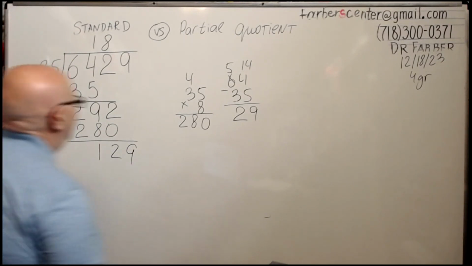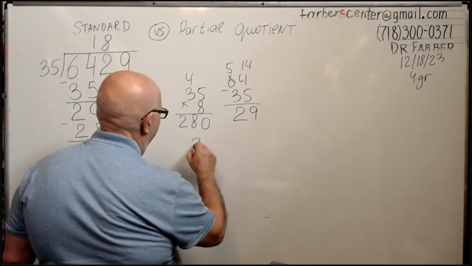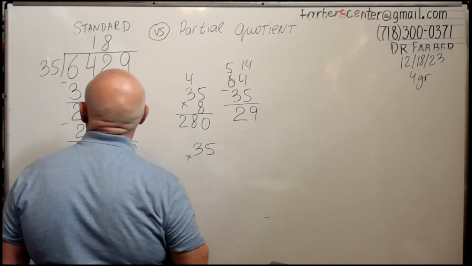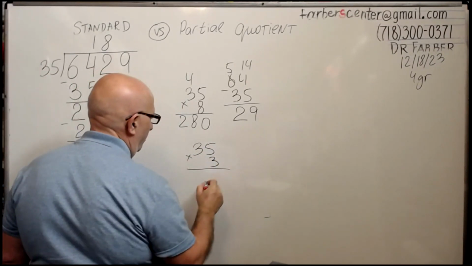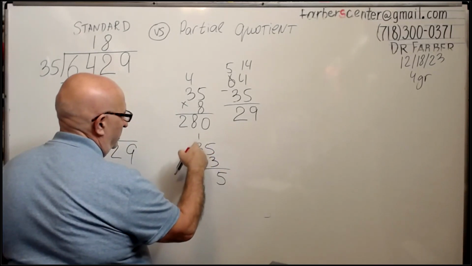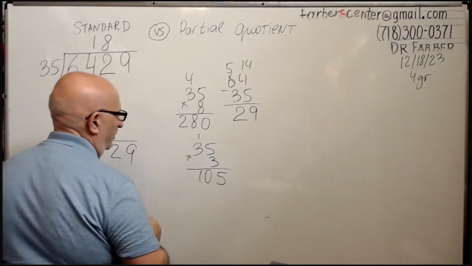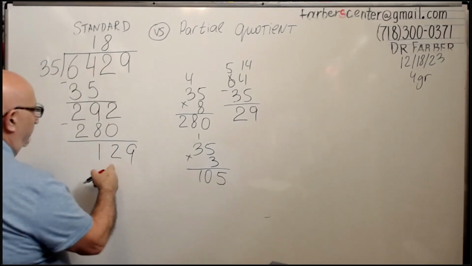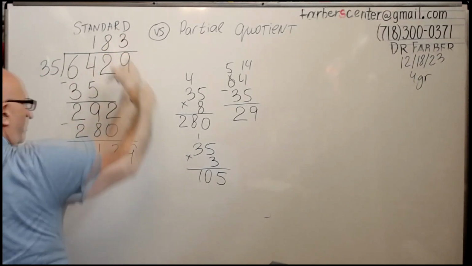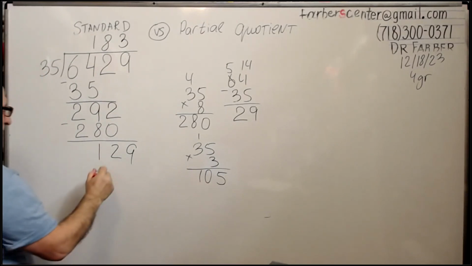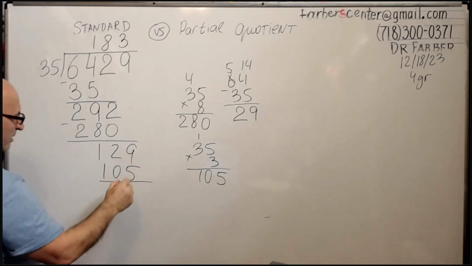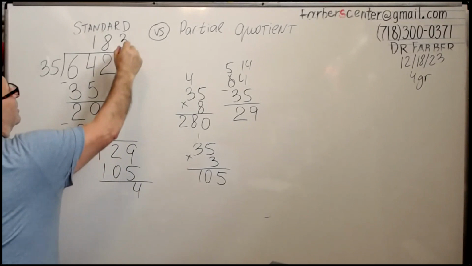So let's say 35. I use this space. 35 times 4 is too big, times 3. 3 times 5, 15. Carry 1. 3 times 3, 9, plus 1, 10. Good. Excellent. A number very close, but less than. So this is 3. 3 times 35, I just multiply, is 105. Nine minus 5 is 4. Remainder 4.